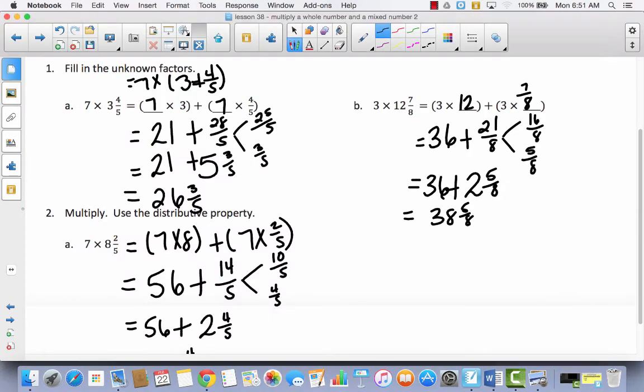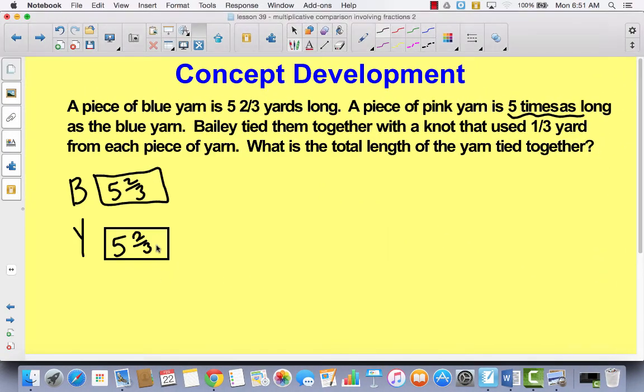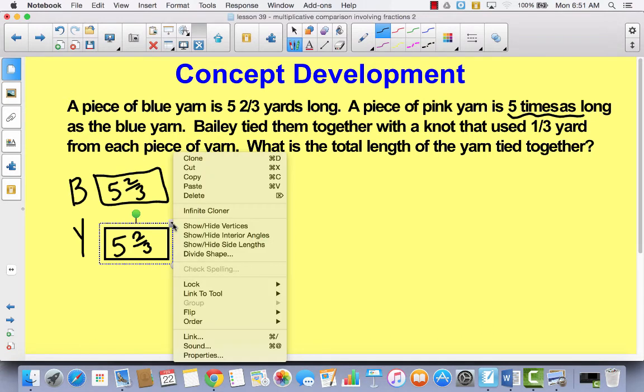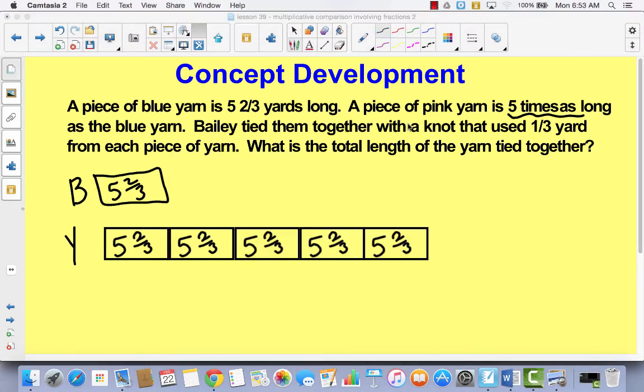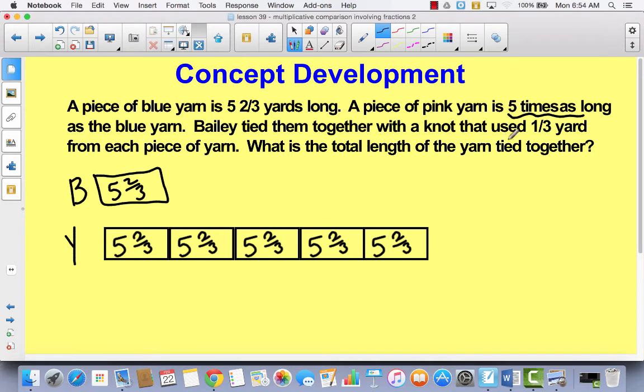You can go ahead and pause the video and draw your model and then come back and compare yours to mine. Okay, so now we have our model. So let's think about what we're trying to find out. It said she tied them together, and we want to know what's the total length of the yarn tied together. So first of all, let's figure out how much this is together. Then we can deal with how much of the yarn she used to make the knot, okay? Because it looks like she used 1/3 of the piece of yarn from each piece. So let's go ahead and find the total first, okay?